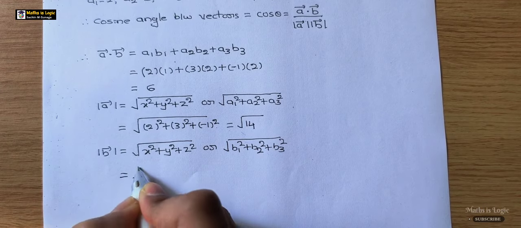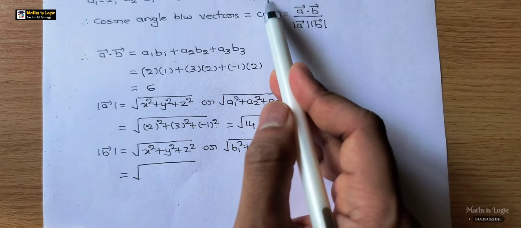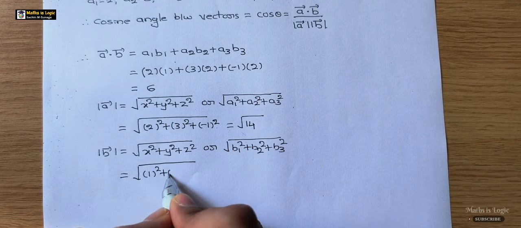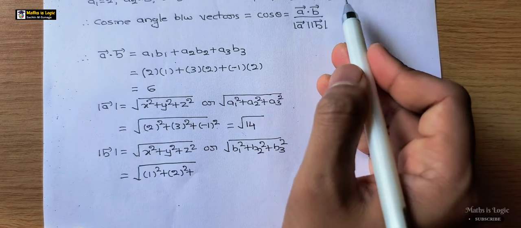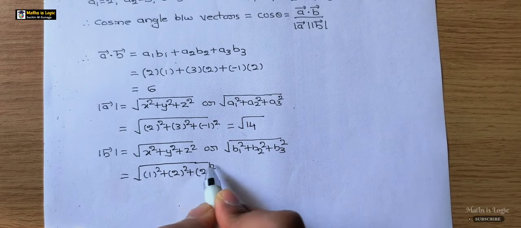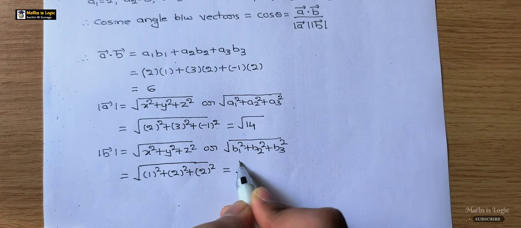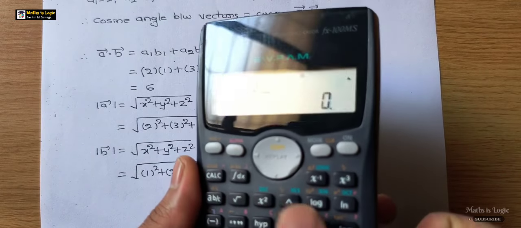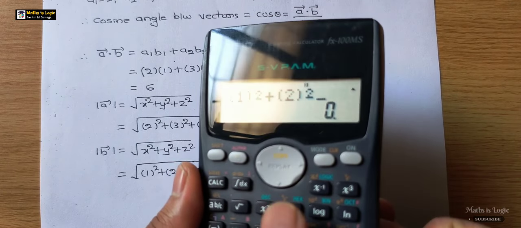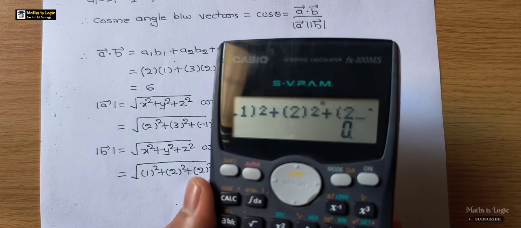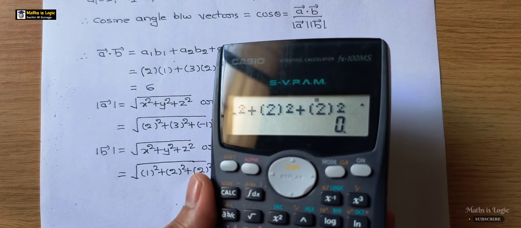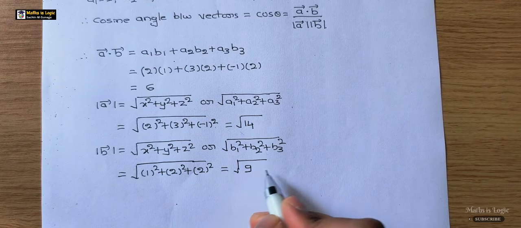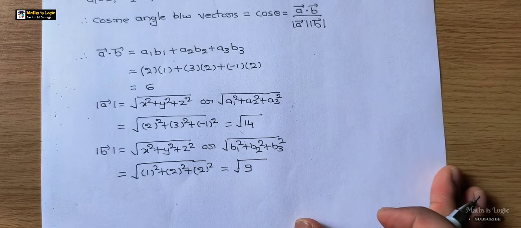So this equals the square root, keep it as it is, substitute b1 is 1, so 1 square plus 2 square plus b3 is 2 square. So this equals, again, the square root, applying the calculator, of 1 square plus 2 square plus 2 square. So the answer is 9. Otherwise, root 9 you can write as 3 also, it is correct.